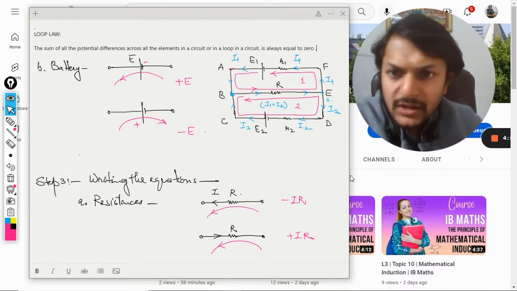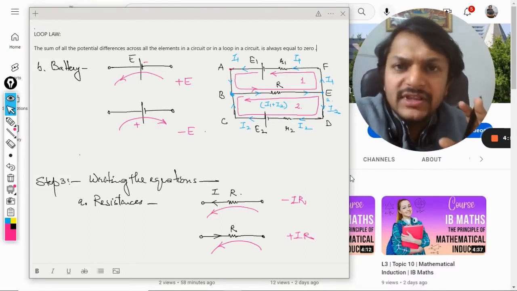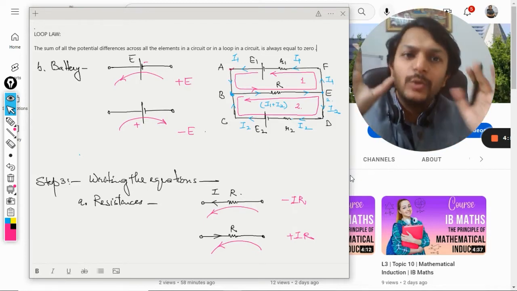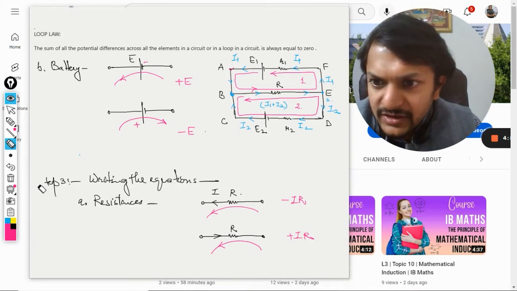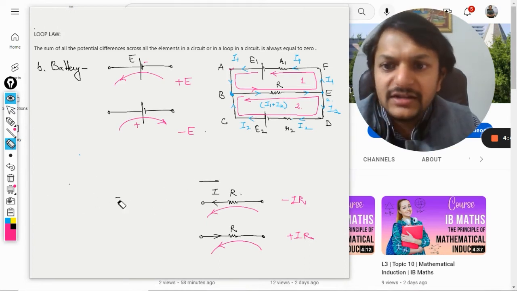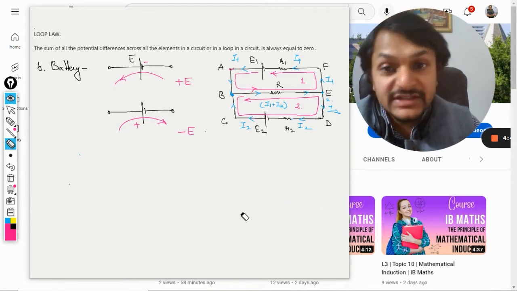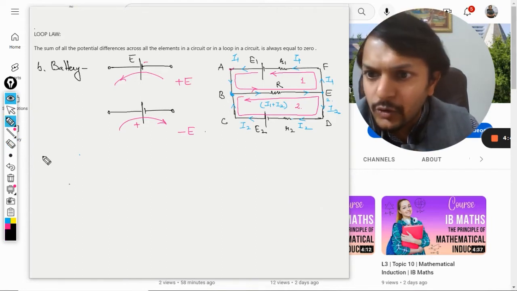Okay, so this is how we do it. These are the simple principles that we must follow while we are writing the equation. So now what is left? We are now going to write the equations and we will see how we do that. This is the most important part that we are now going to start.